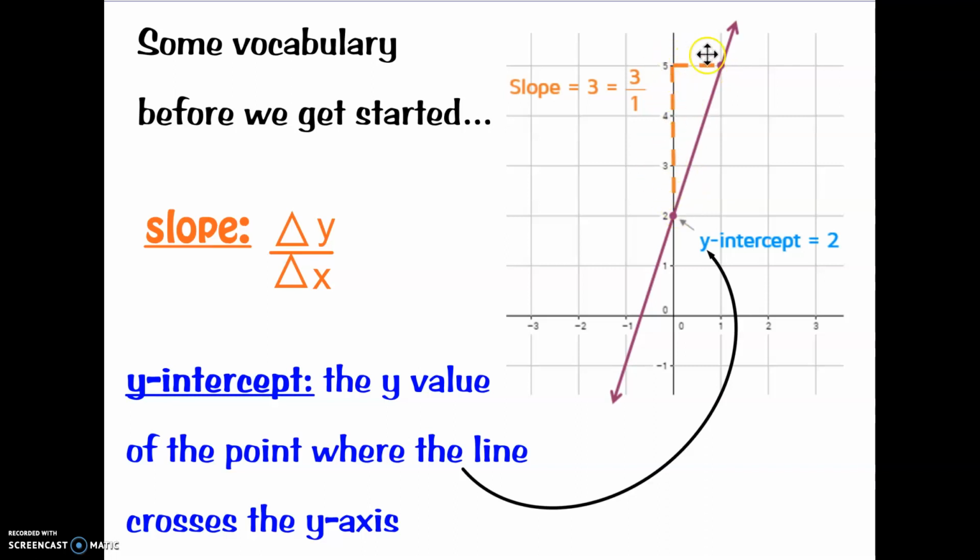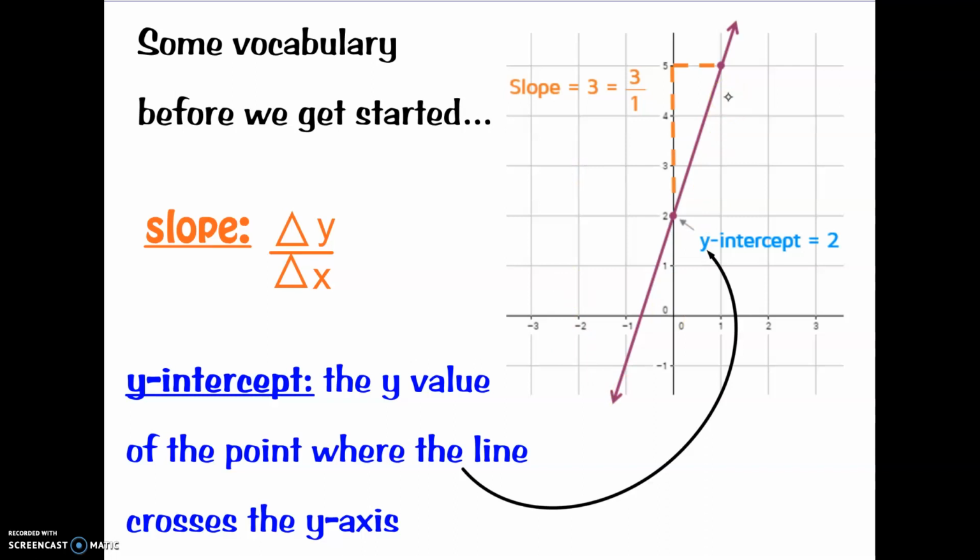It doesn't matter which one you do in which order, but you can see that here if you go up from 2 to 5, that's an increase of 3, so that's where the 3 comes from. And then you move over 1, so from 0 to 1, that's where the 1 is coming from, and that is your slope. So in this case, the line here has a slope of 3.